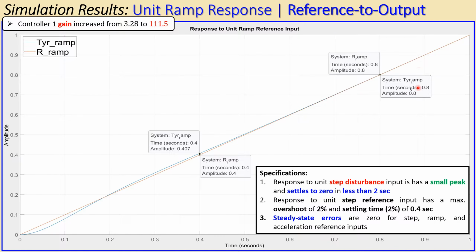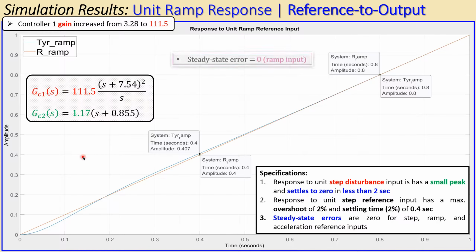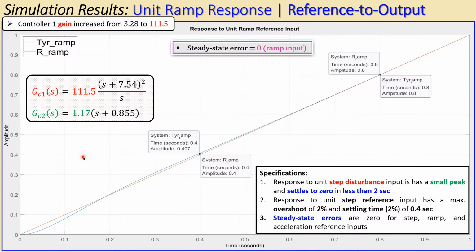And if I now look at, for example, at 0.8, my ramp is 0.8 and my response also 0.8. In this case, there is no error. That means the steady state error using these controllers for ramp is indeed 0, and that is according to the specifications we require. So we have 0 steady state error for unit ramp input.